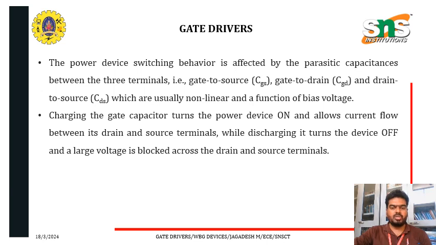The power device switching behavior is affected by the parasitic capacitance between the three terminals, that is gate to source, CGS, gate to drain, CGD, and drain to source, CDS, which are usually non-linear and a function of bias voltage. Charging the gate capacitor turns the device on and allows current flow between its drain and source terminals, while discharging it turns the device off, and a large voltage is blocked across the drain and source terminals.